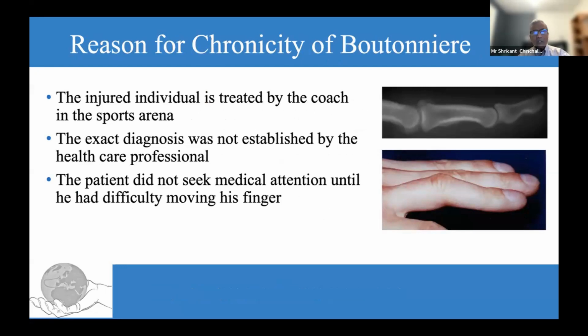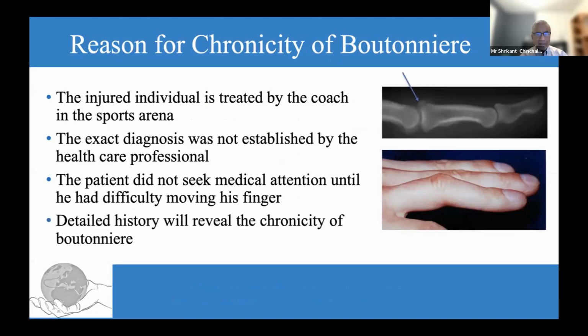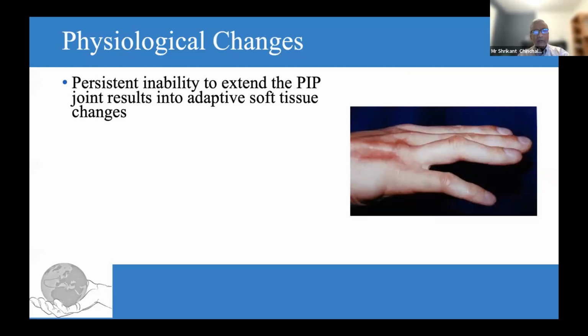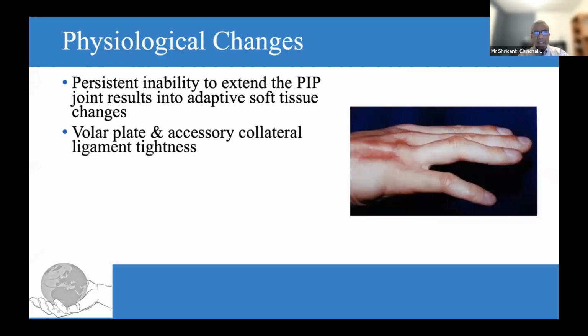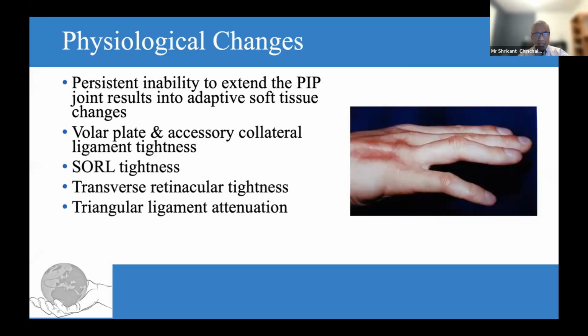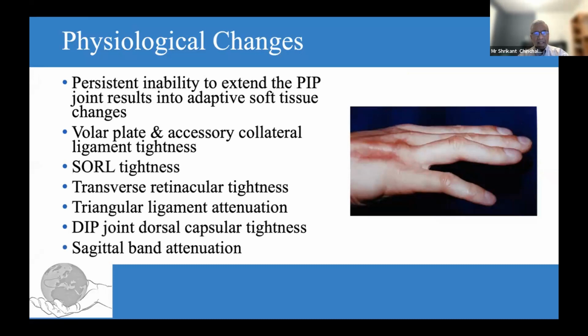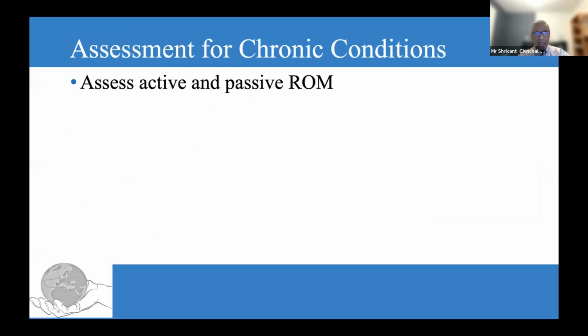The patient who is injured is treated by some coach or bystanders in the arena. The patient's exact diagnosis was not established. The patient did not seek medical attention. And then a detailed history will reveal the fact that the patient had delayed management. So if the patients have persistent inability to extend the PIP joint, there will be an adaptive shortening of a number of anatomical structures that are listed here. And therefore, these patients are the best candidates for specific management.